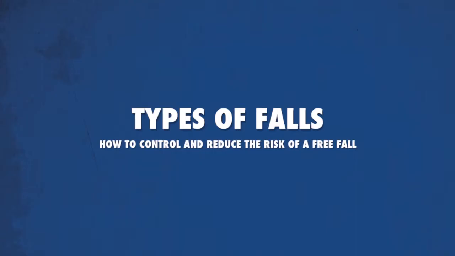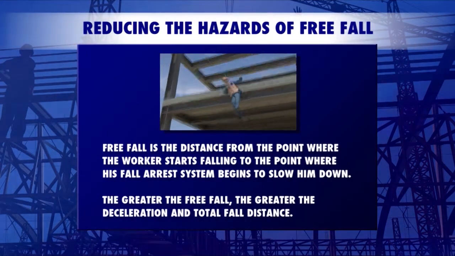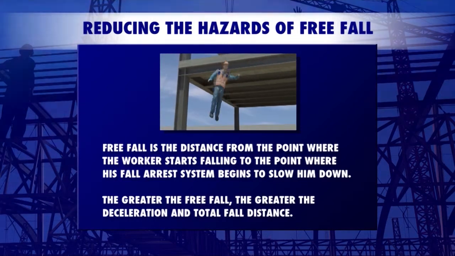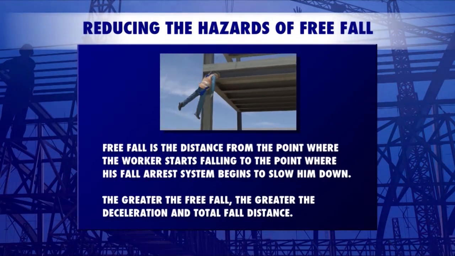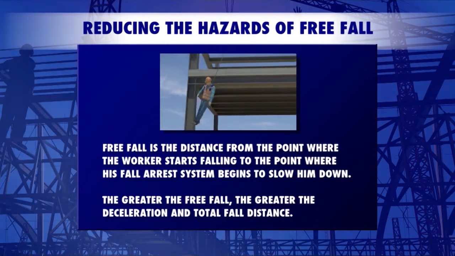In this section, we will examine the types of falls, their hazards, and how to reduce the risk of injury in each scenario. Free fall is the distance from the point where the worker starts falling to the point where the worker's fall arrest system begins to slow him down. The greater the free fall, the greater the deceleration and total fall distance.